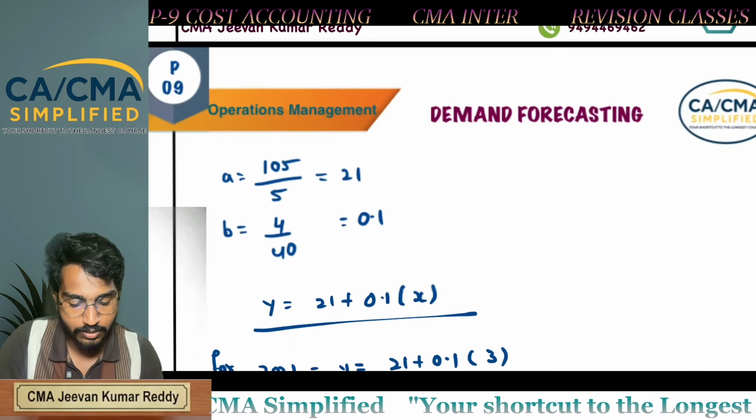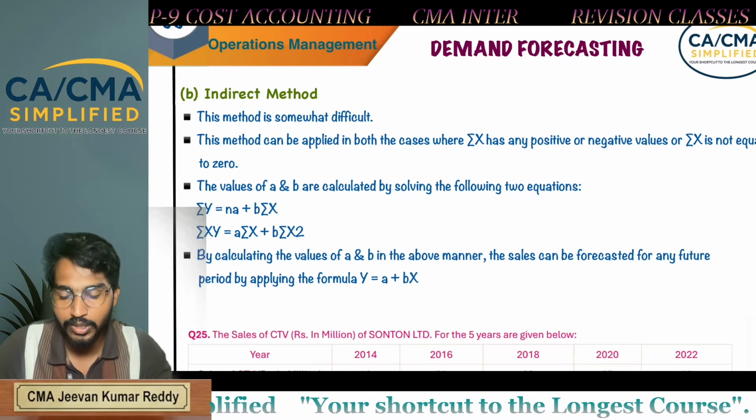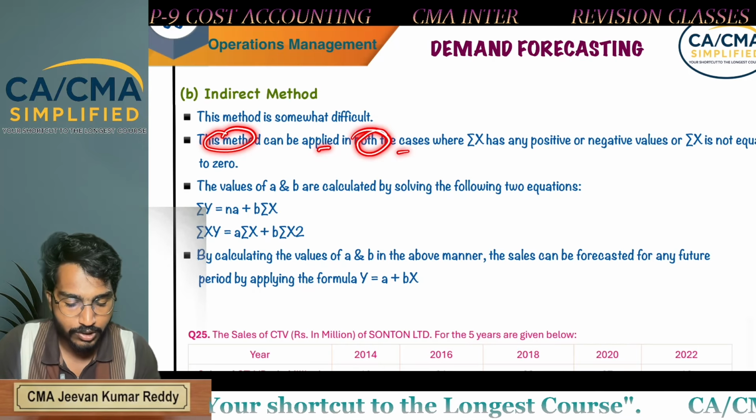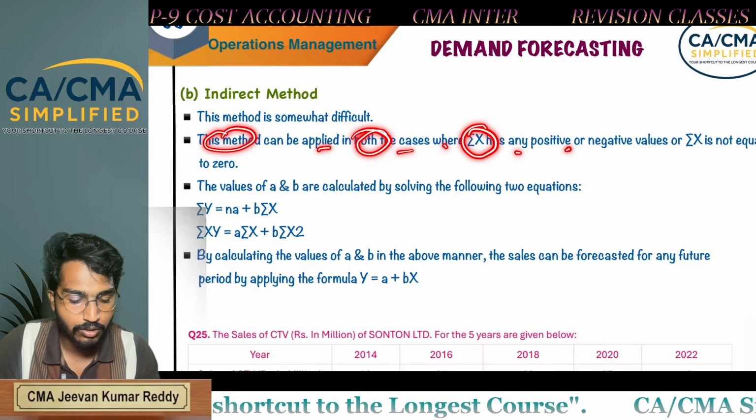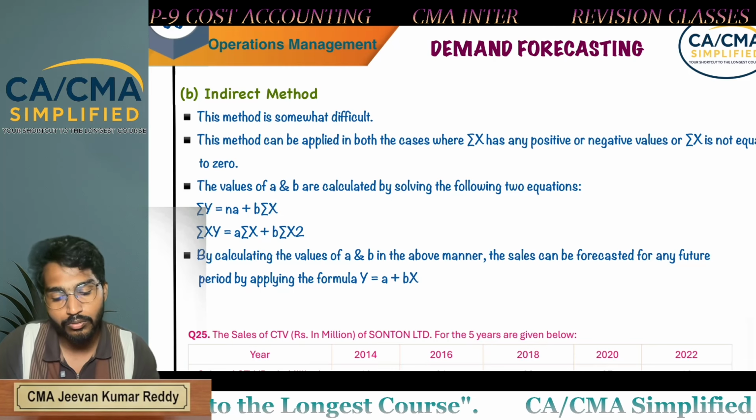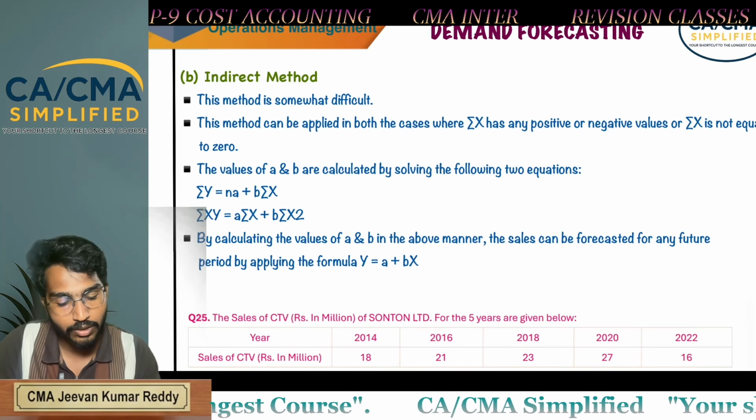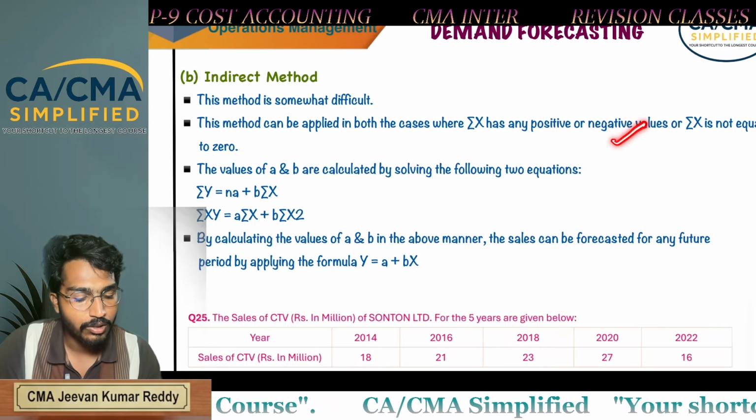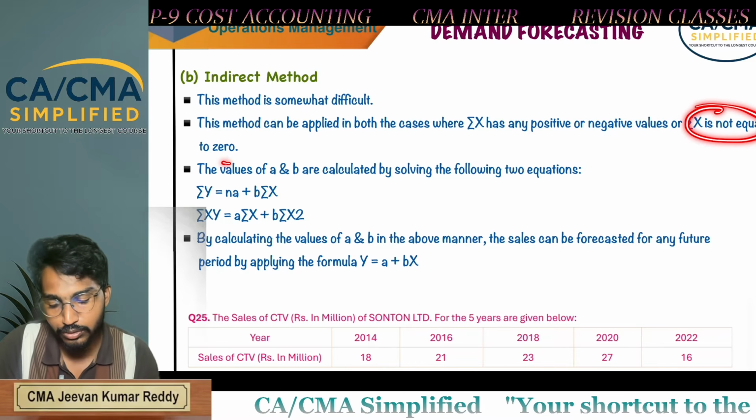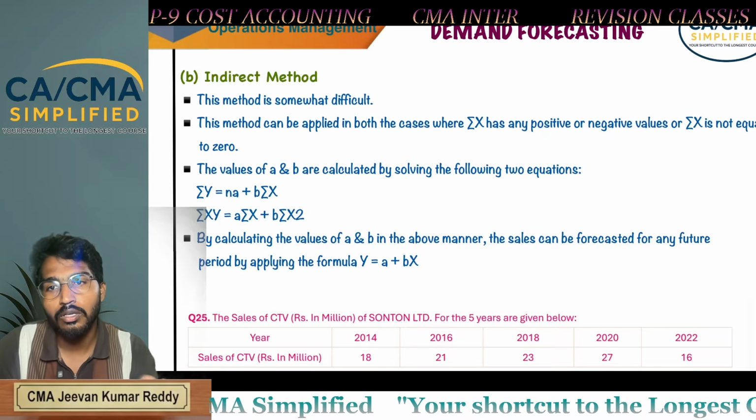Next, the indirect method. How to solve a problem using the indirect method? This method is somewhat difficult. This method can be applied in both cases, where summation x has a positive value or a negative value. Whenever summation x is 0, we use the direct method. Whenever summation x is not 0, but any positive or negative value, then we use the indirect method.